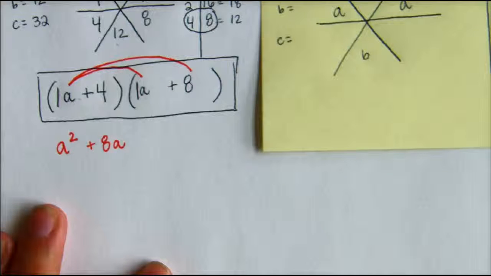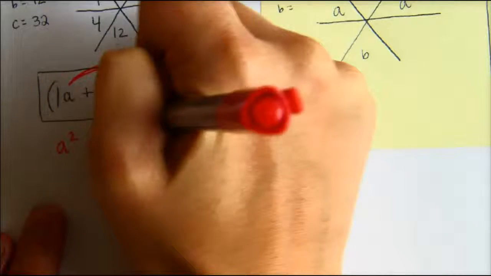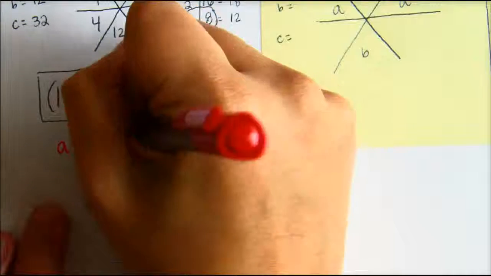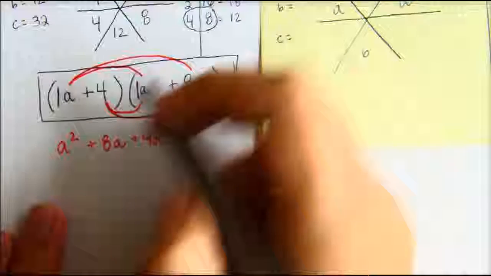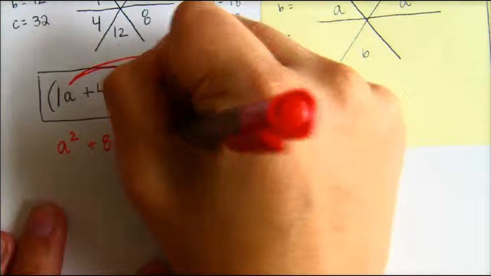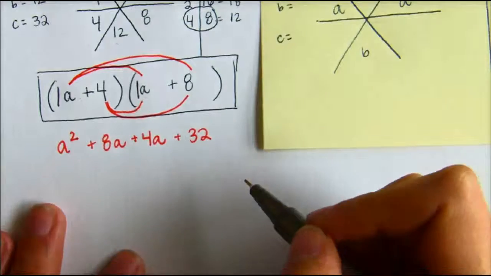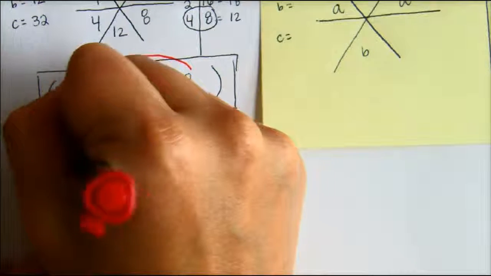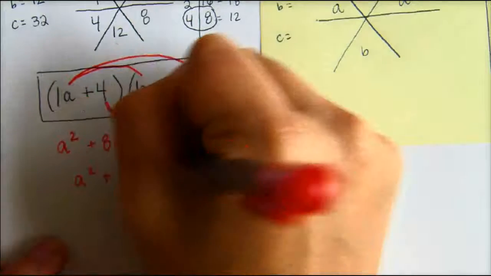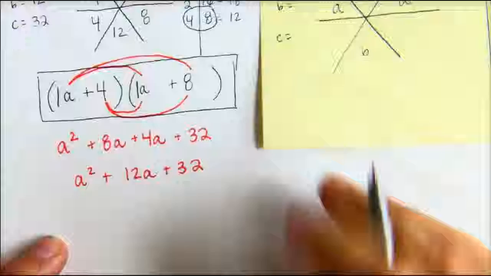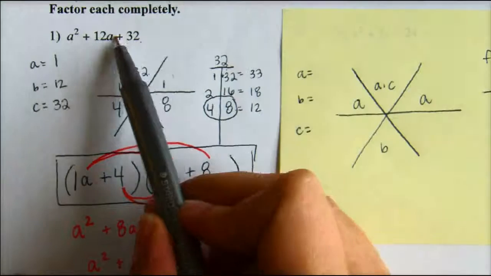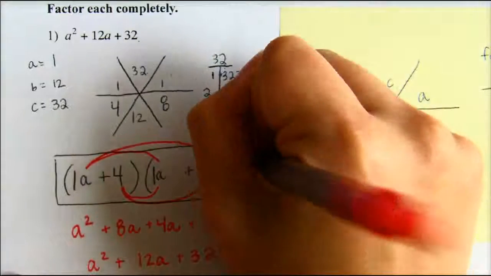And then I'll distribute my 4 to both terms inside parentheses. 4 times 1a will give me a plus 4a. 4 times 8 will give me a plus 32. And if I combine my 8a plus 4a, I'll have a squared plus 12a plus 32. And so I should end up exactly back to where I started. That's my check that I got this correct.